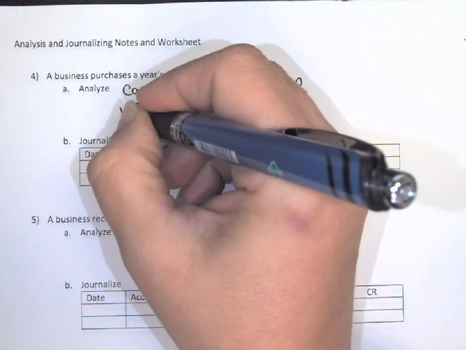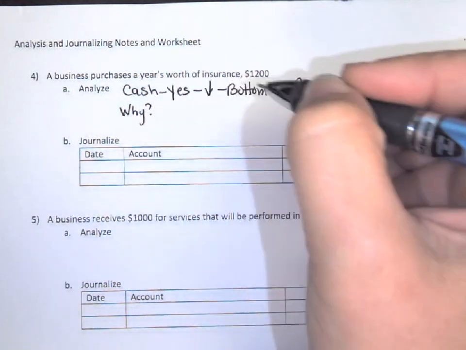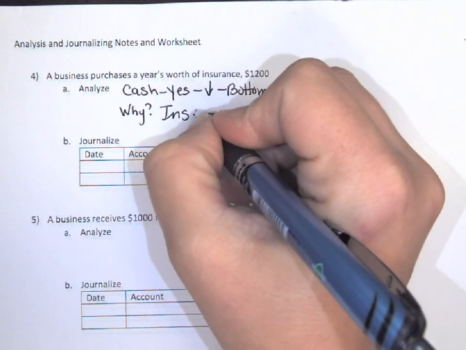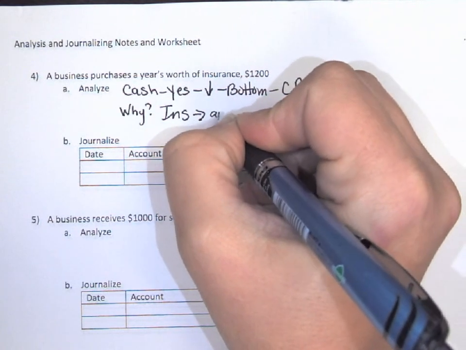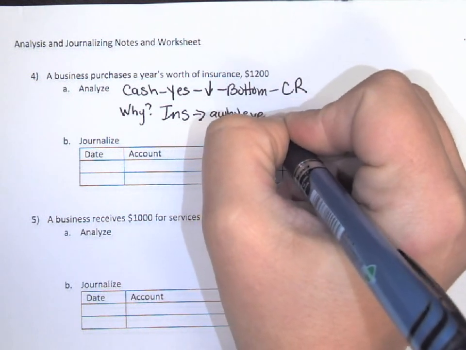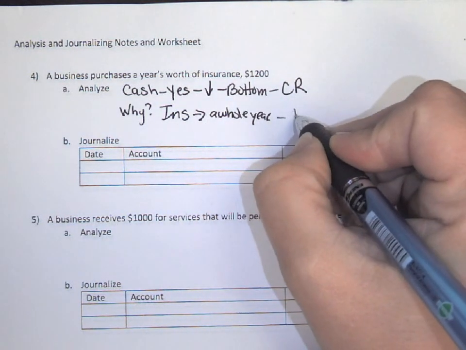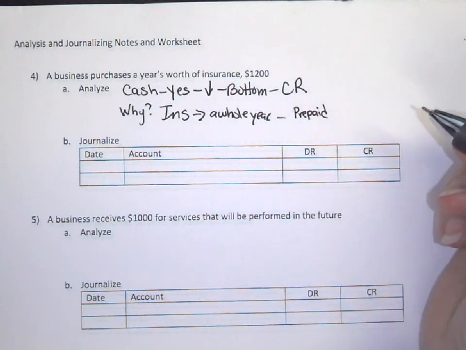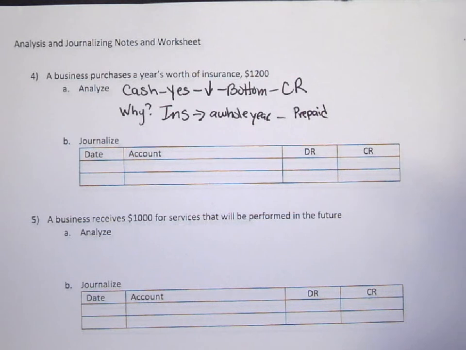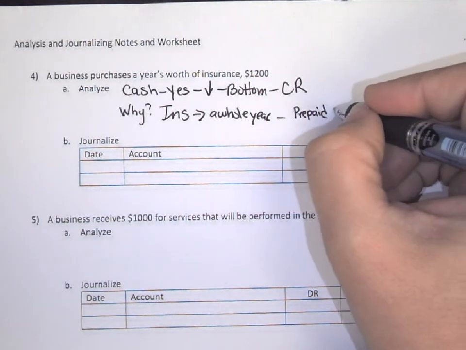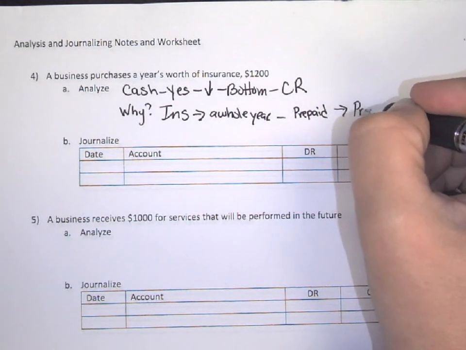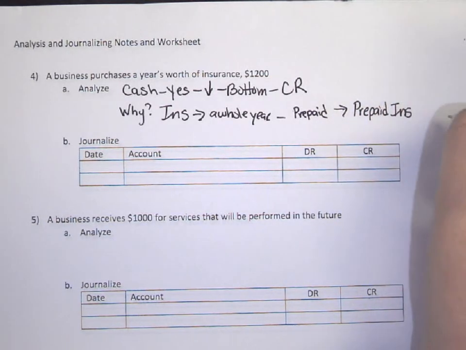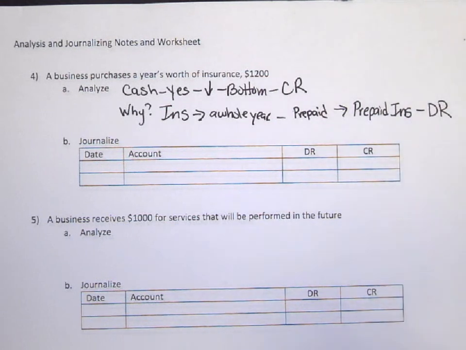So why is our cash going out? Well, our cash is going out because we purchased insurance. And we've not just purchased 1 month, we've purchased a whole year. So if you remember, this is going to be a prepaid item, not an expense, because an expense would just be for 1 month. This is a prepaid, and so the account that we would be using here is the asset account of prepaid insurance, and that in fact would be our debit account.